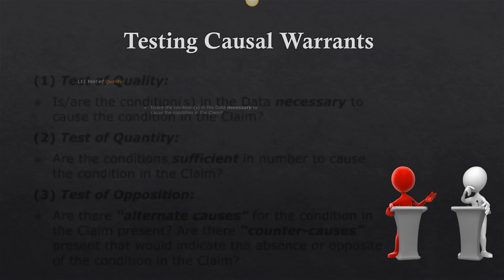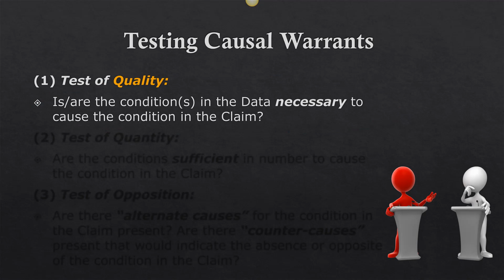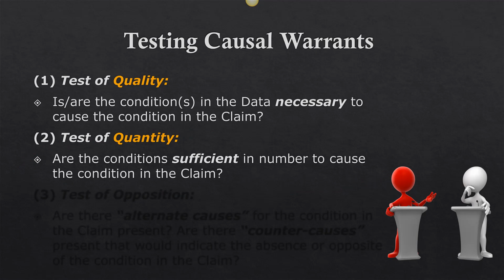Well, first of all, the test of quality. Are the conditions in the data necessary to cause the condition in the claim? If we have a particular effect that we're looking at, in this case, gun violence, do you need to have access to guns in order to be able to have gun violence? The test of quantity, though, pushes things a little bit further. Are the conditions in the data sufficient in number to cause the condition in the claim? So in other words, is access to guns by itself enough to cause the condition of high levels of gun violence, particularly mass shootings?